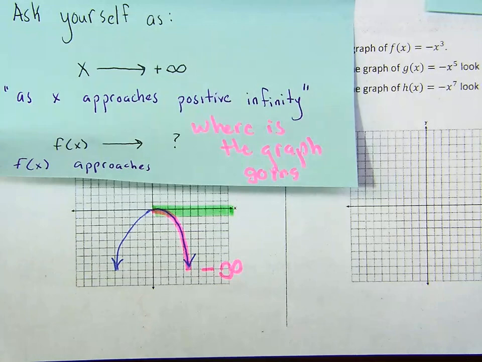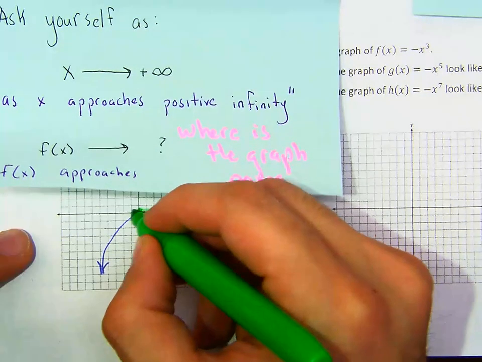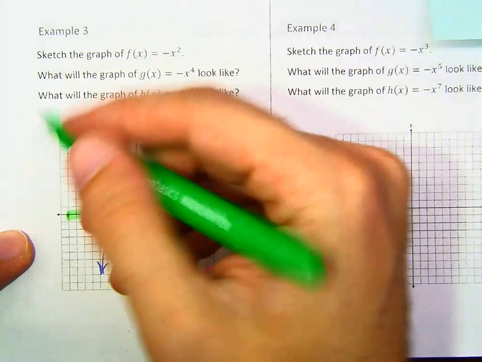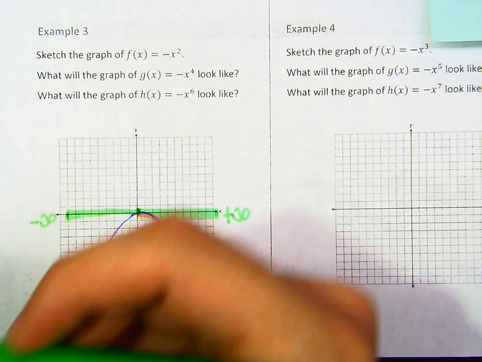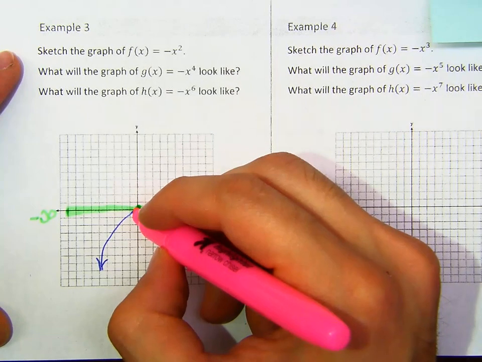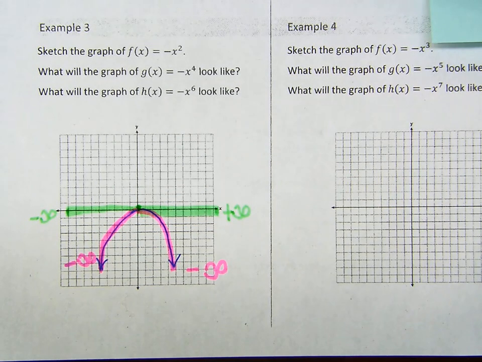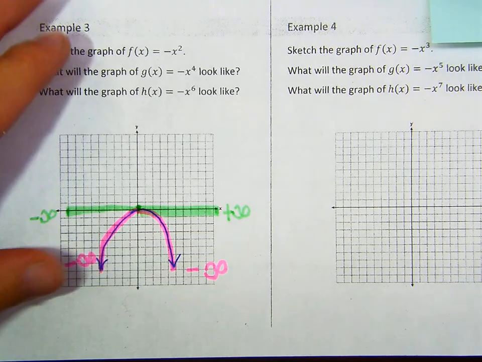And what about the next one? So this is positive infinity for x. And what about here? As x is going to negative infinity, where is f of x going? This is going to negative infinity, okay? Now let's take a look at this. Hopefully this was okay, and not too bad.